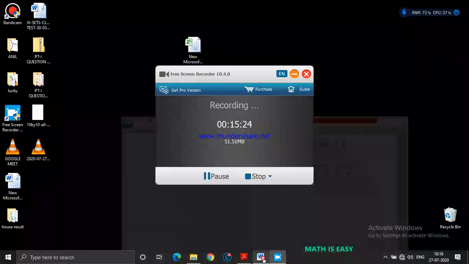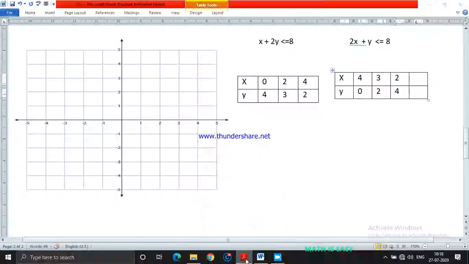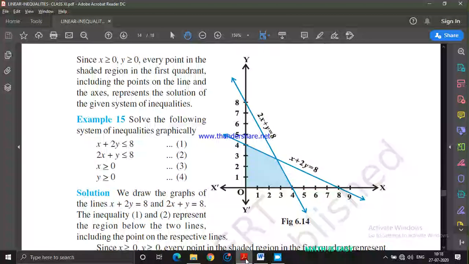And what other equations are given? Here the other equations given are x is greater than 0 and y is greater than 0. Both are positive numbers. That's what they have given.